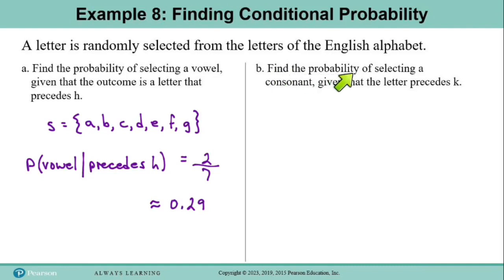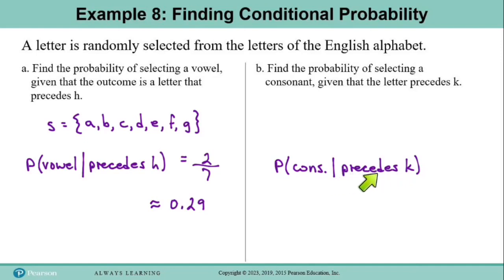In part B, it says find the probability of selecting a consonant given that the letter precedes K. So how would we write this down in our B given that A notation? We would say the probability of selecting a consonant, and you can abbreviate, given that the letter precedes K. That's the probability that we're going to find. So the sample space is limited to this part that comes after the vertical bar.